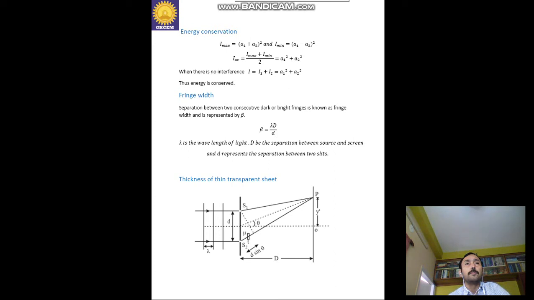Separation between two consecutive bright and dark fringes is known as the fringe width.